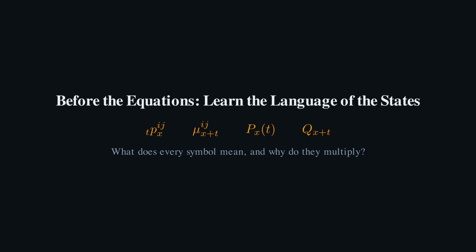Before the equations, we learn the language of the states. tpxij, mu x plus t ij, the transition matrix P x of t, and the intensity matrix Q at age x plus t. What does every symbol mean, and why do they multiply?